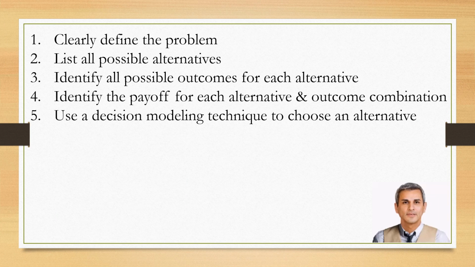The decision theory process consists of 5 phases. Firstly, clearly define the problem. Secondly, list all possible alternatives. Third, identify all possible outcomes for each alternative. Fourth, identify the payoff for each alternative and outcome combination. Fifth, use the decision modeling technique to choose an alternative.